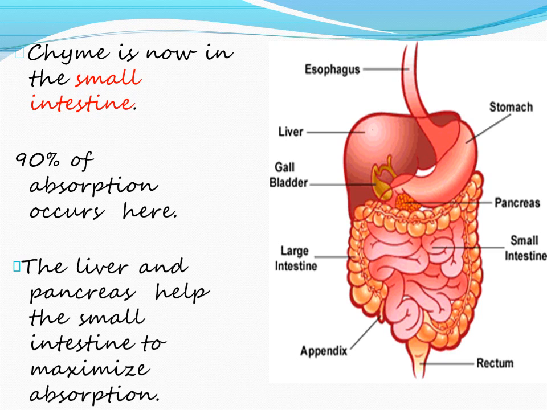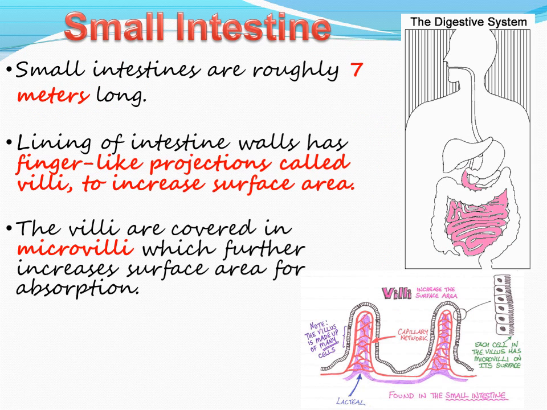90% of the absorption occurs here. The liver and the pancreas also help the small intestine to maximize the absorption of necessary molecules. The small intestine is roughly 7 meters long, and the lining of the intestine walls has finger-like projections called villi, which increase the surface area of absorption. The villi are further covered with microvilli, which further increase the surface area for absorption.